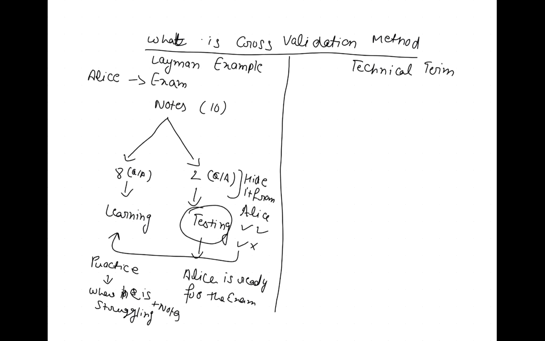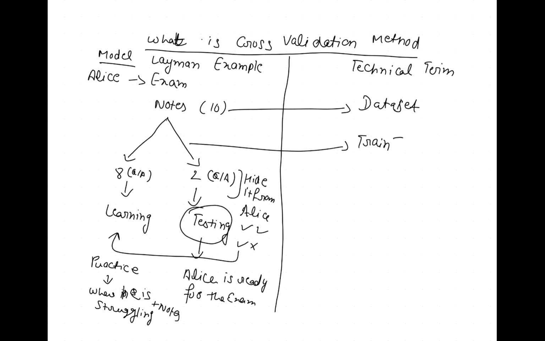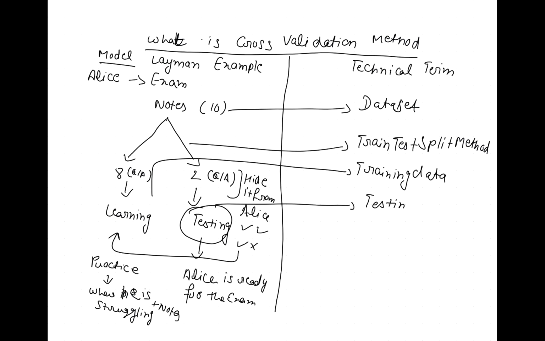Now I will make you understand in technical terms. So what is Alice now? Alice is your model. What is this? This is your data set. You have divided it into two parts. What is this process? Train and test split. You do it, right? That's why I was asking if you are already using the train and test split method. This is your training data after your split method, using which your model will learn from the data. And this is your testing data for cross validation, which we hide from the model, unseen data. And when Alice is ready, this means the model is ready to launch.